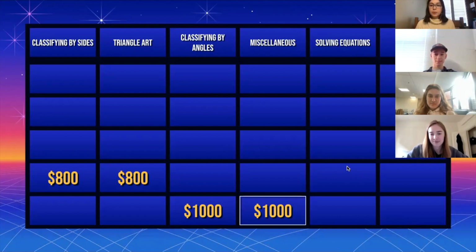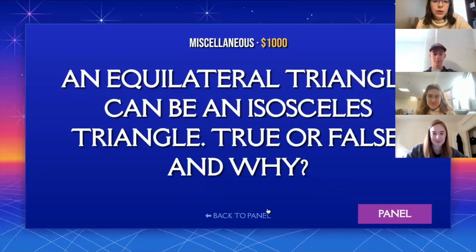Which one do you want to choose? Can I have miscellaneous for 1,000, please? Miscellaneous for 1,000. An equilateral triangle can be an isosceles triangle. True or false, and why?